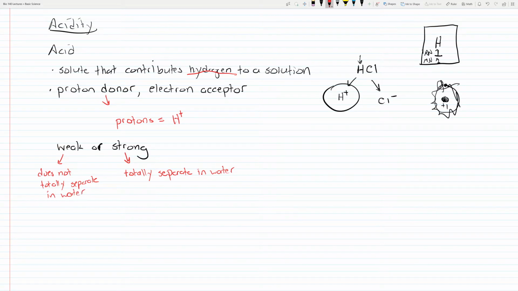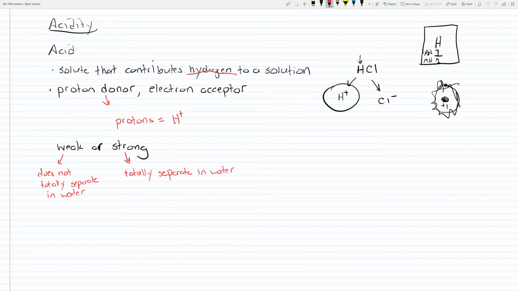Does not totally separate in water. Okay, so in lab, I'll give you examples of weak and strong acids, but that's what it is. The biggest ones we're going to work with are strong acids themselves, and hydrochloric acid, HCl, is a strong acid.